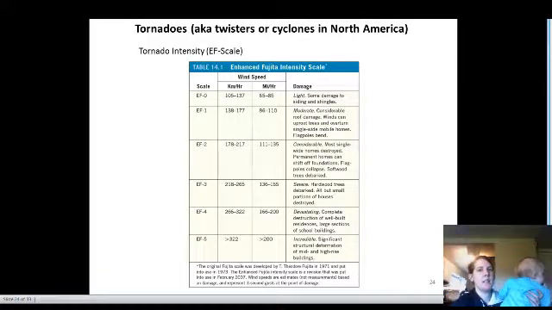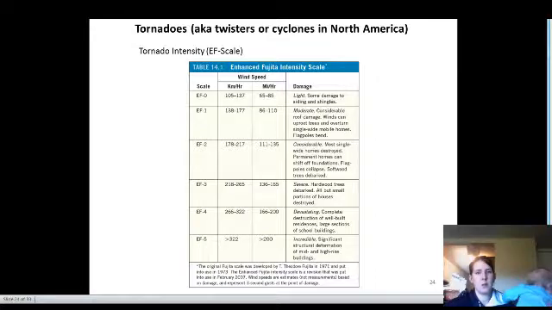An EF1 is moderate with considerable roof damage. It can uproot trees and overturn single-wide homes. An EF2 up to 135 miles per hour. An EF3 are at 165. This is where you start to have hardwood trees actually losing their bark, and small portions of houses are completely destroyed. EF4 is up to 200.